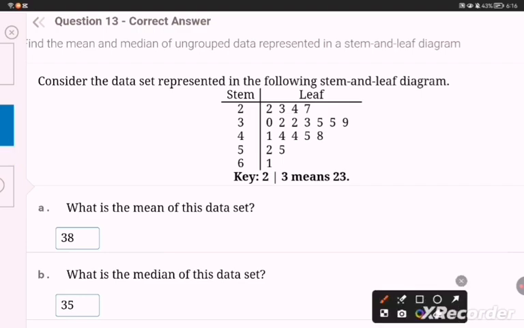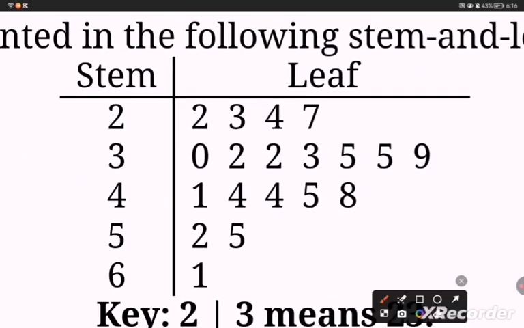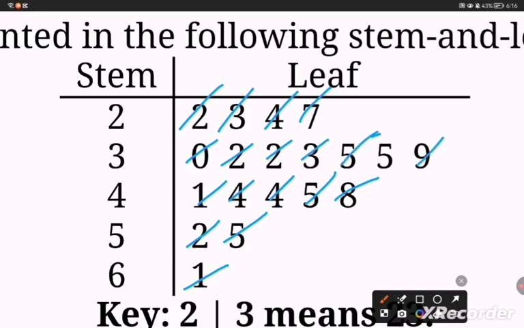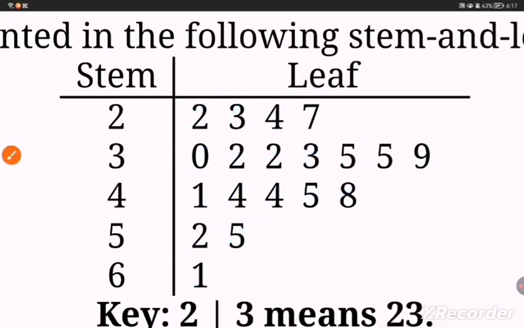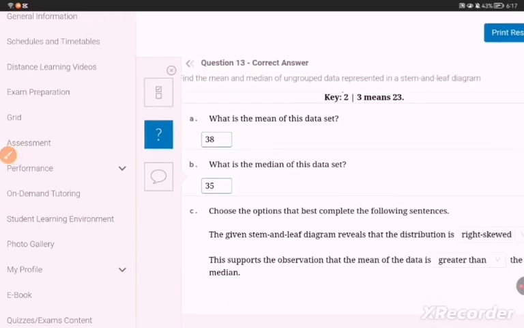Now for the median, you just start crossing out since the values are already arranged. Let me just zoom in over here. So 61, 22, 55, 23, 52, 24. Okay, and then just keep crossing out until you get an answer of 35. Okay, and that is your median.